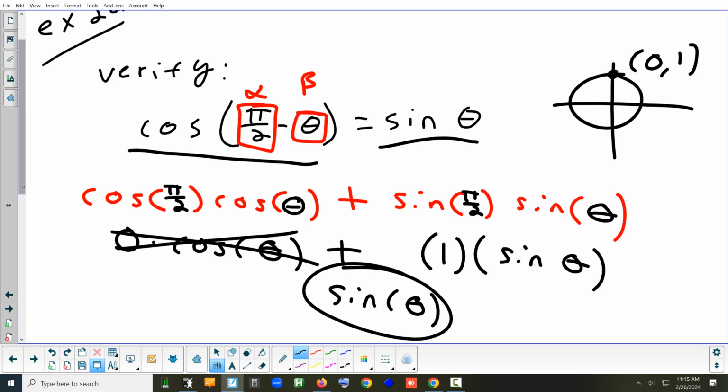So since theta is a variable, if it was like pi over 2 minus pi over 4, would it equal sine of pi over 4? Yes. We usually don't use it with an exact value, but yeah, that should work perfectly.